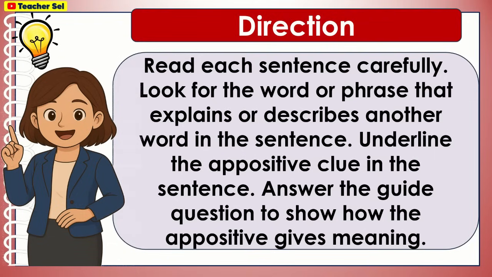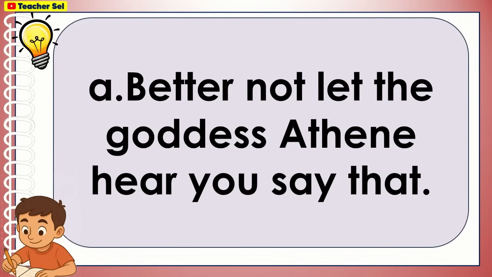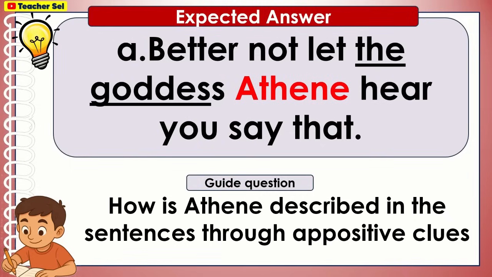Read each sentence carefully. Look for the word or phrase that explains or describes another word in the sentence. Underline the appositive clue in the sentence. Answer the guide question to show how the appositive gives meaning. Better not let the goddess Athena hear you say that. Expected answer: the goddess Athena. How is Athene described in the sentences through appositive clues?